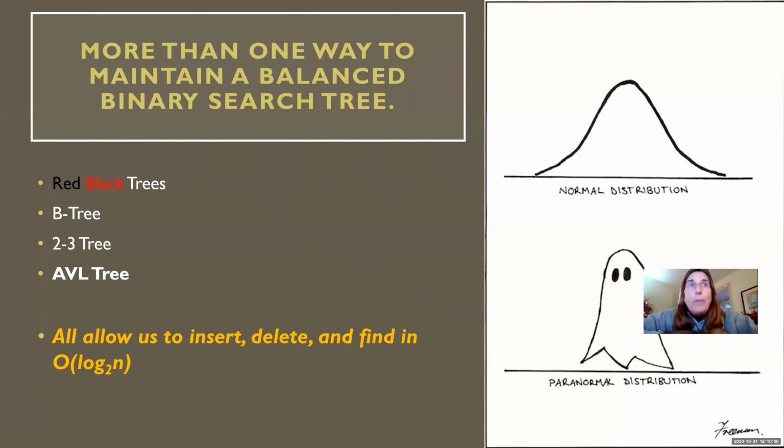Red-black trees are pretty common. B trees are pretty common. 2-3 trees. The way we're going to learn is AVL trees. All of these maintain balance in a binary search tree. They do it slightly different ways. We're going to be looking at AVL trees. And if balance is maintained, that means that inserting, deleting, and find can all be done in log base 2 of n time.